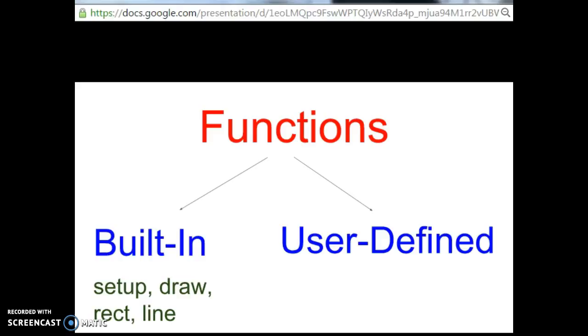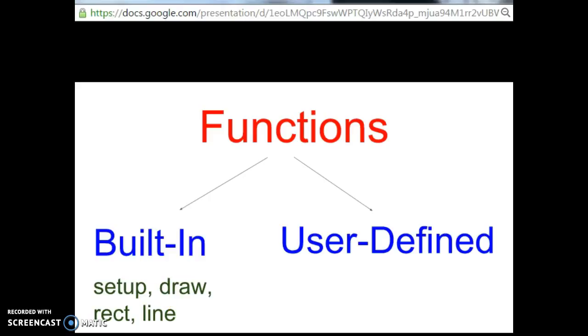Today we're going to be talking about how Processing allows you to create your own user-defined functions. So far we have talked about built-in functions like setup, draw, rect, and line, which are functions that come with the system. In the lesson today we're going to modify our code that we have created for the bouncing shape and create user-defined functions. As the name says, these are functions created by you.